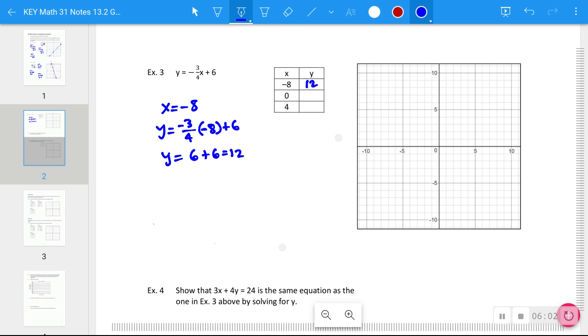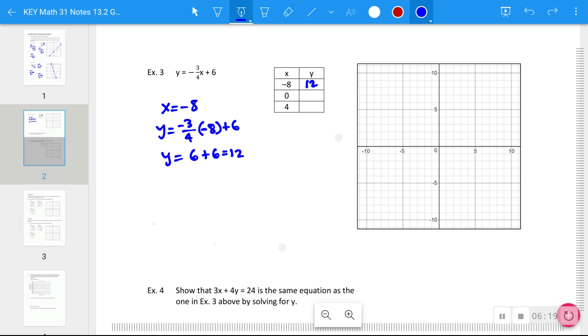I'll come back and plot that in a minute, but let me first of all explain how I get this. -8 divided by 4 is -2. -2 times -3 is the 6. And then just add 6 more to it. And you end up with the 12.